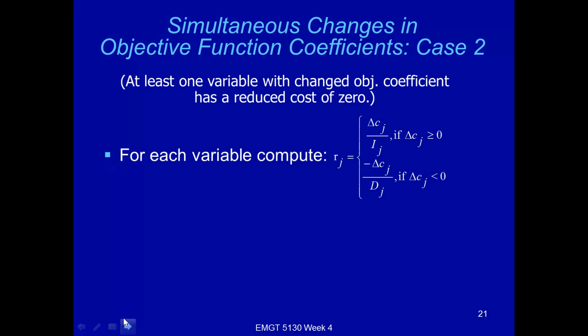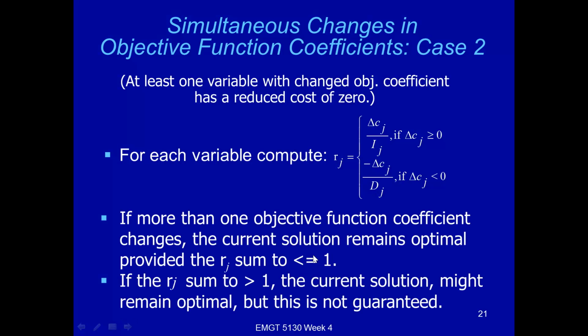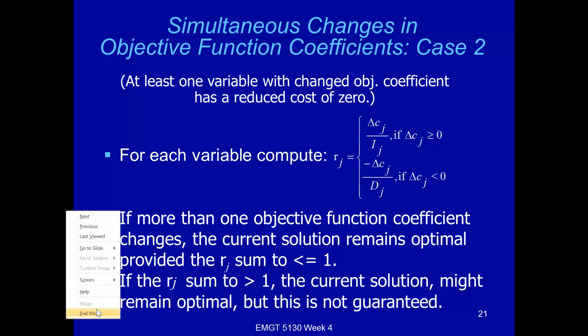But in the second case, if at least 1 variable with a changed objective coefficient has a reduced cost of 0, then you look at the percentage of the change with regard to the allowable increase or decrease, and you add them together. If the sum is less than or equal to 1, then you are sure that the optimal solution won't change. Otherwise, it's not guaranteed. It may still not change, but it's not guaranteed.